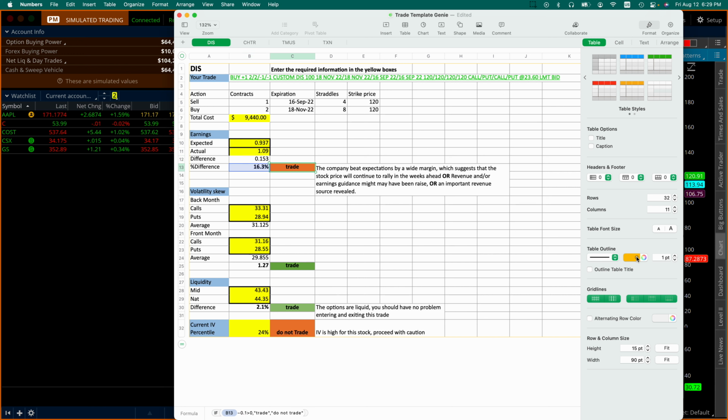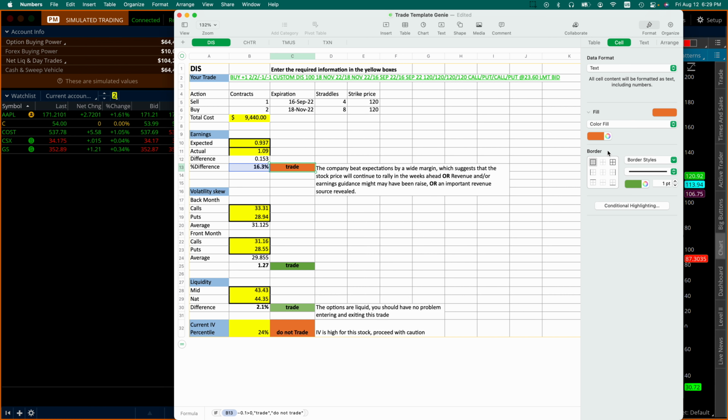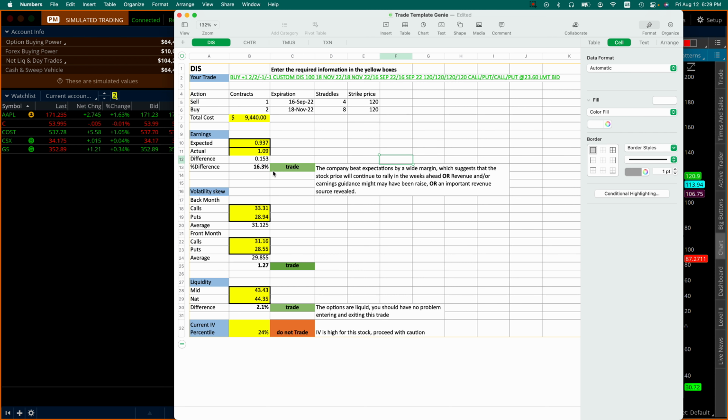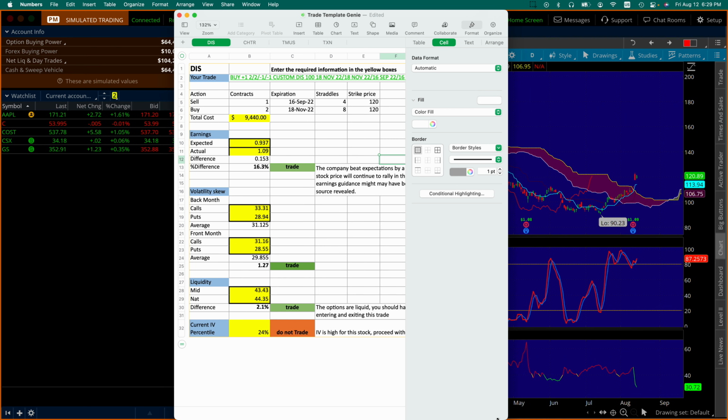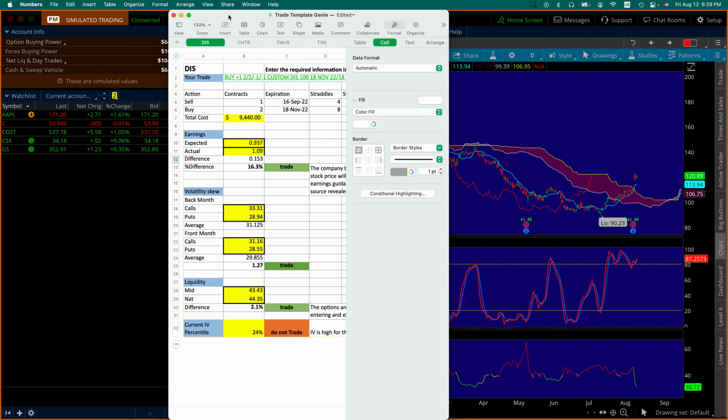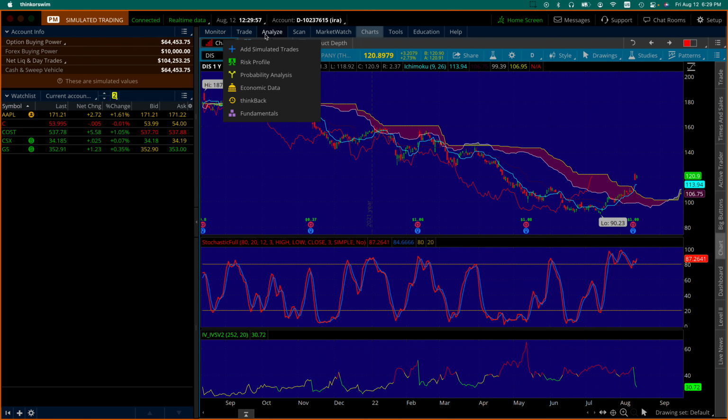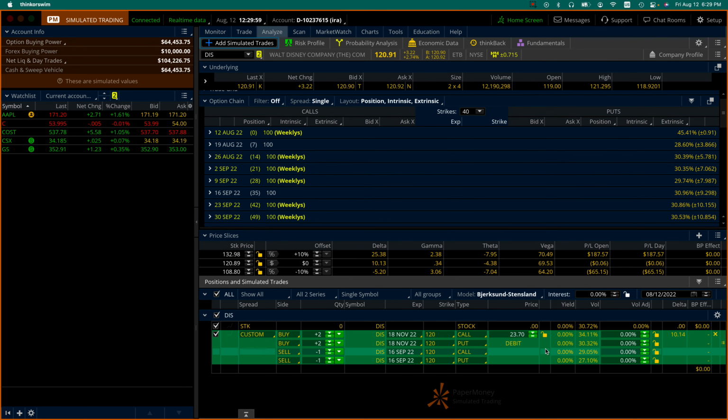I can enter here my green, let's see, sell, fill it up with a green here. Okay, so that is a plus. Okay, that trade could be done. And now we're going to look at the volatility skew. Let me adjust this a little bit so I can go to the Analyze tab and see my trade here.